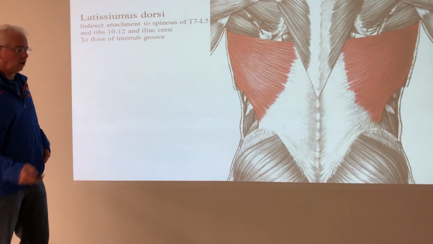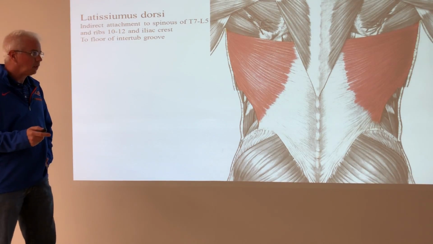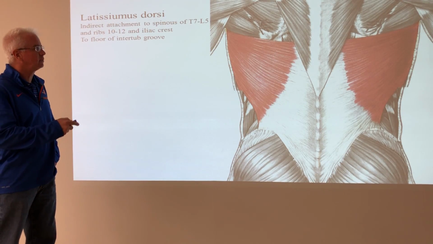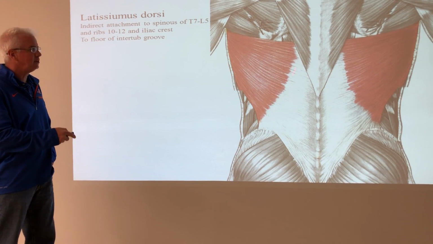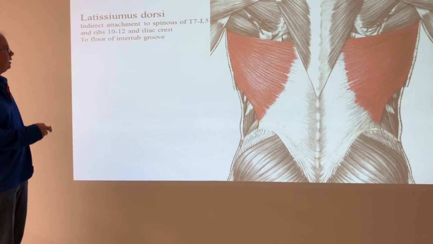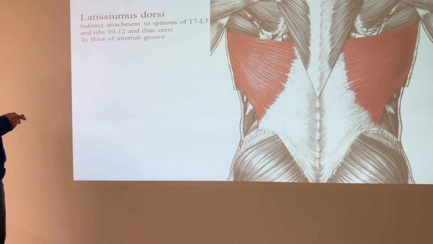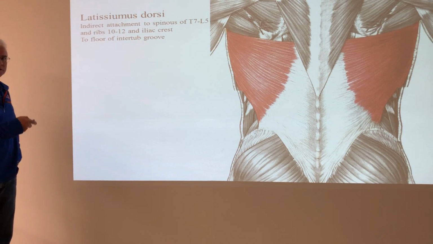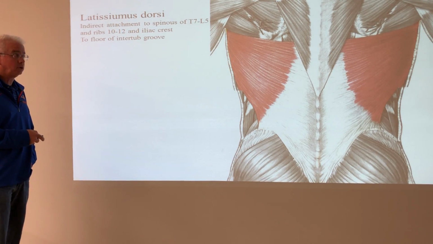Now, one more. This is the latissimus dorsi on the back, so there's your trapezius, and this will finish our discussion of front and back. This one has an indirect attachment to the spinous processes of T7 to L5, so it shares some of the trapezius attachments here, and the 10th through the 12th rib and the iliac crest. This one also attaches to the floor of the intertubercular groove.